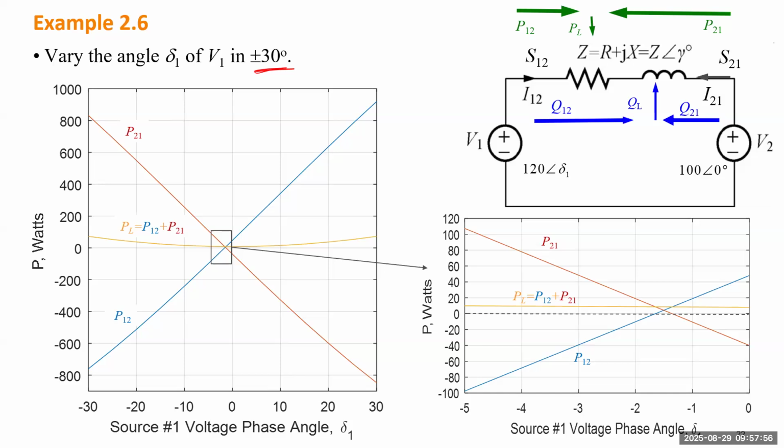So what does that mean? This line is not a lossless line. The line will consume some active power. So both terminals will contribute a little active power, as much as this amount, to compensate for the loss of the line. If the line is lossless, this value will be exactly 0.